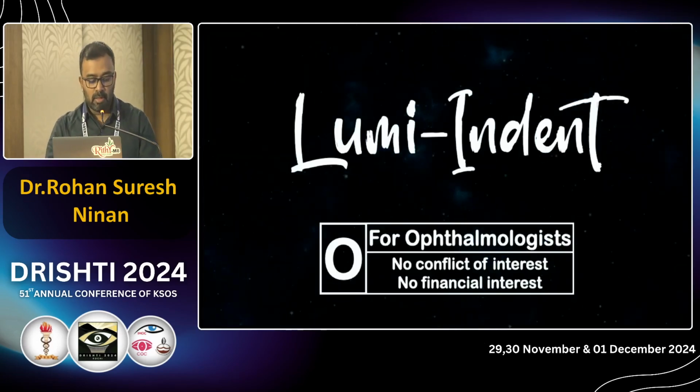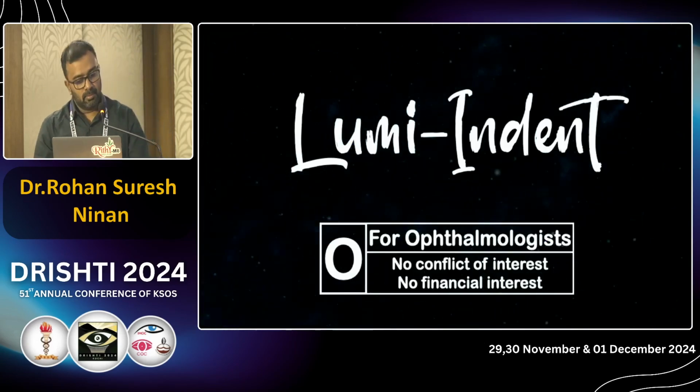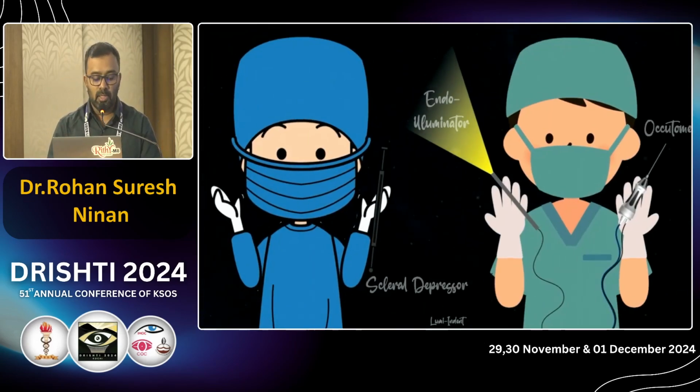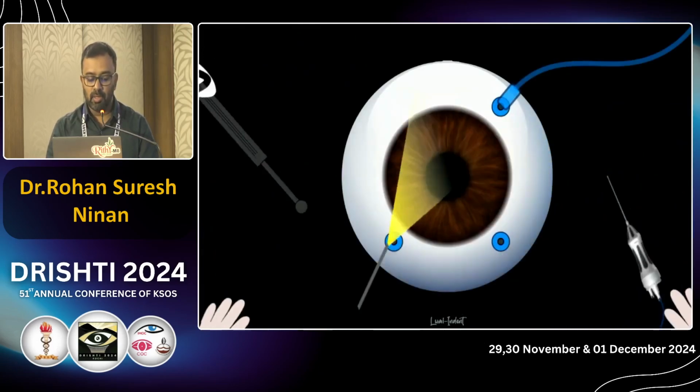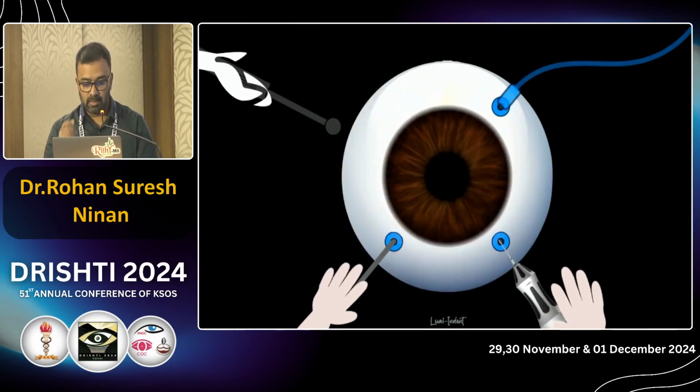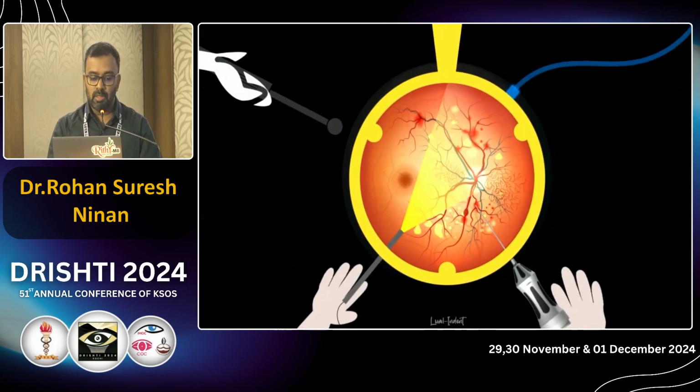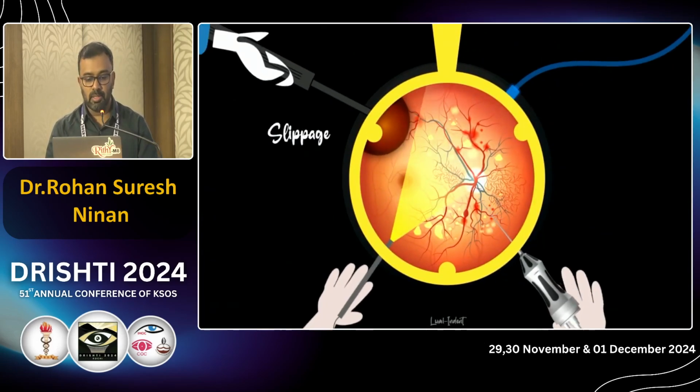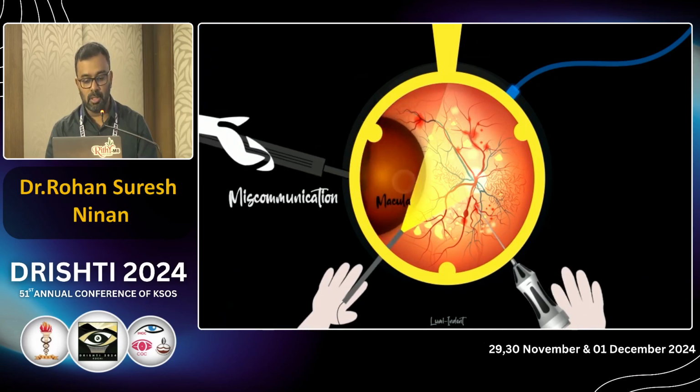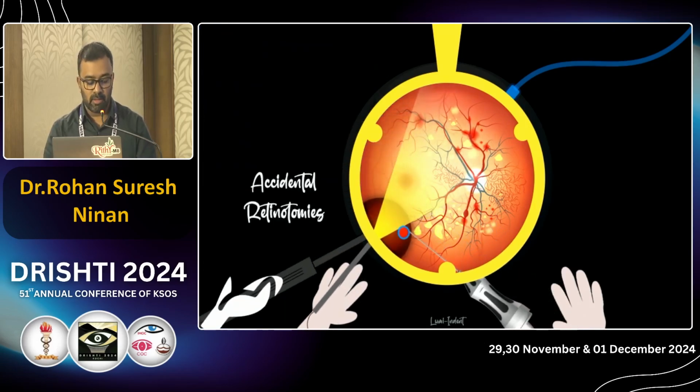Coming to Lumi Indian. So in VR surgery, essentially we need 3 hands, one from the surgeon and two from the assistant. So during surgery, we need the assistant to actually depress first. It can result in slippage, sometimes miscommunication, and even an accidental retinotomy.